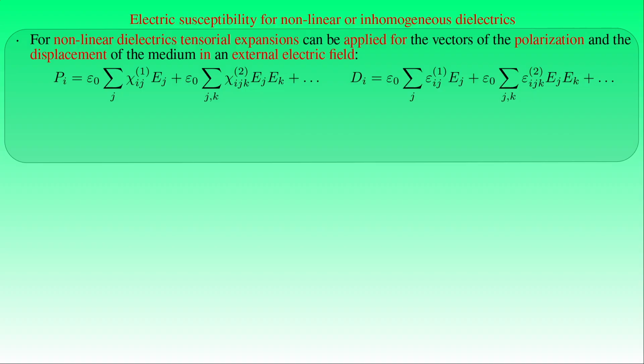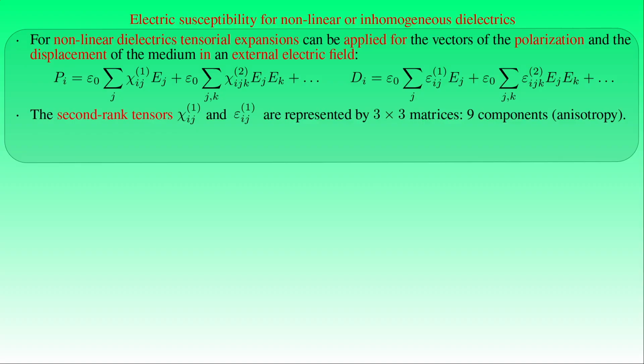In such a case, the components of the vectors P and D are given by the following infinite sums with a cutoff for a given accuracy, where we show the first and second order terms of the expansions. In the first order terms of the expansions, we recognize the matrix representations of the tensors chi sub ij and epsilon sub ij of rank 2 for electric susceptibility and relative permittivity. Their 3 times 3, that is 9 components, describe the anisotropy of the nonlinear material in the first order.